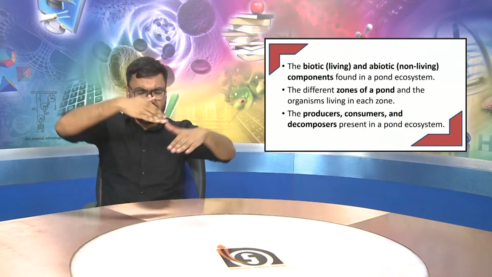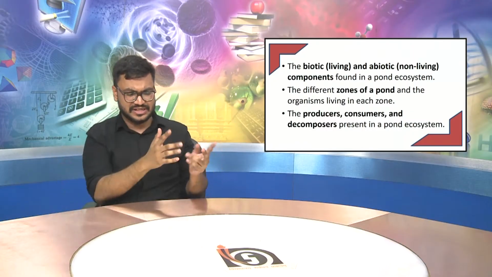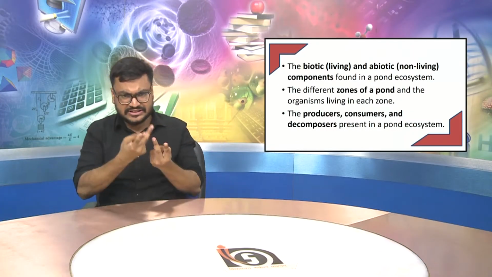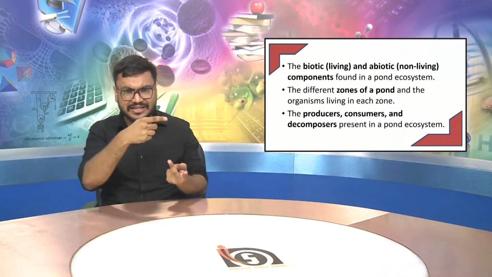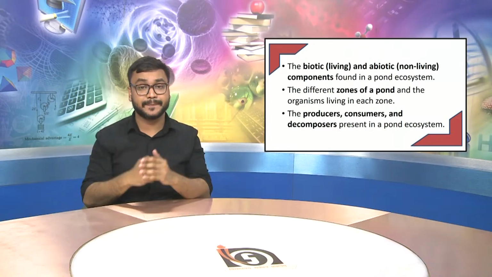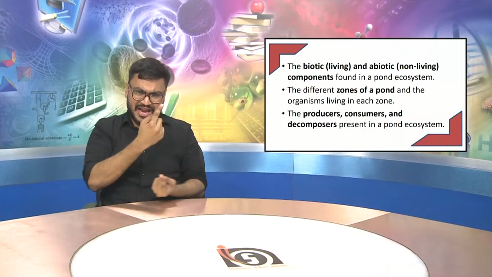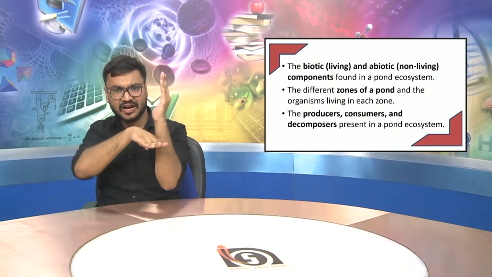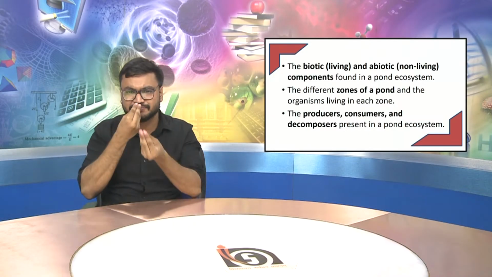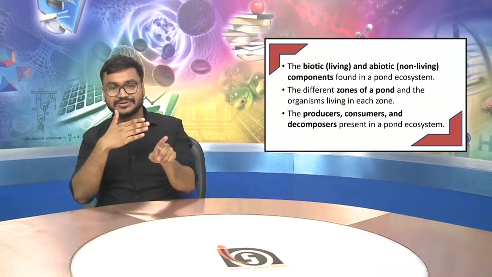And we know the different zones of a pond and the organisms living in each zone, and also the producers, consumers and decomposers present in a pond ecosystem.